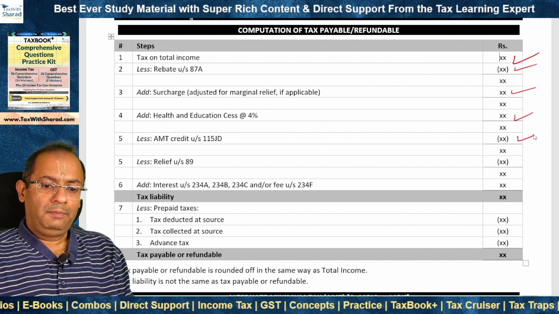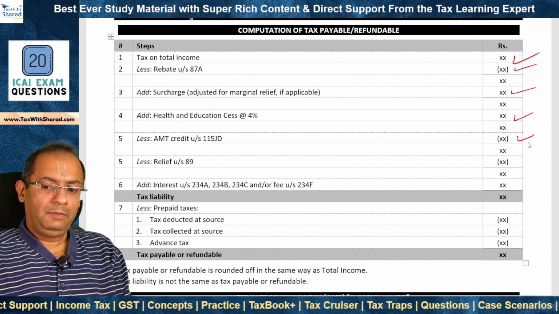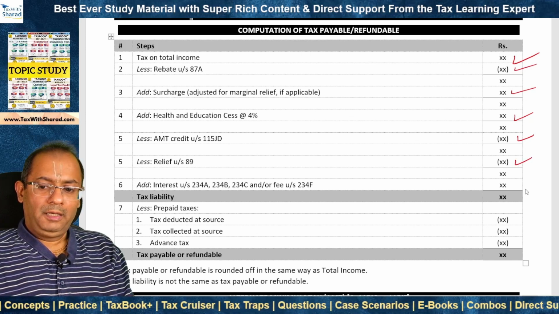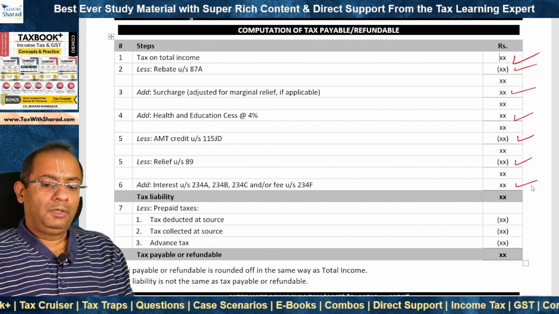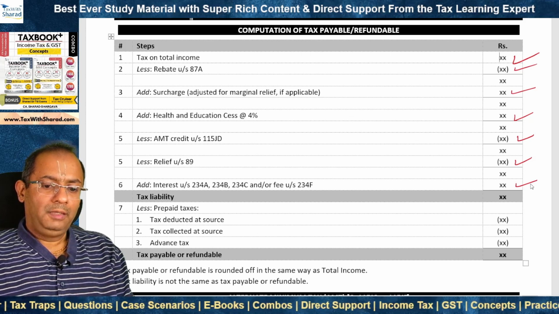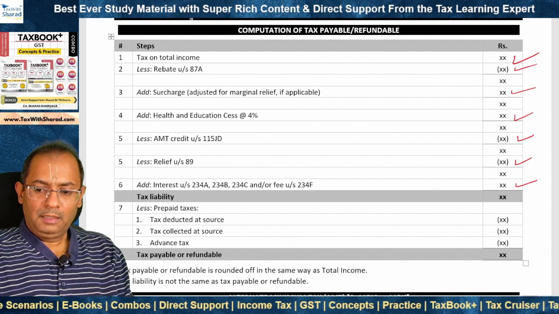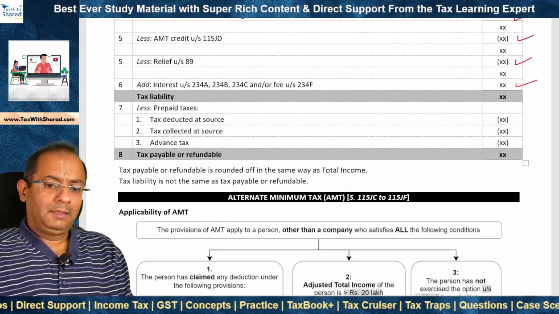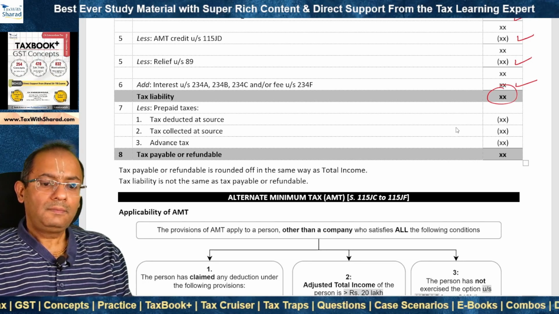Then we reduce AMT credit under section 115JD, AMT being alternate minimum tax, which we will look at in some time, as well as relief under section 89 if it is available. We add interest under section 234A, 234B, 234C, and/or fees under section 234F. This gives us the amount of tax liability. That is the liability in respect of tax for the SSE.